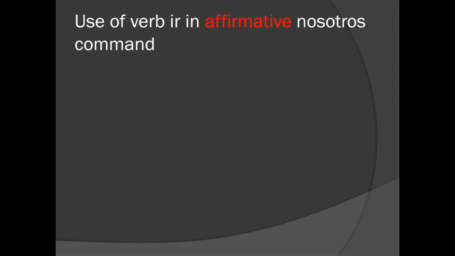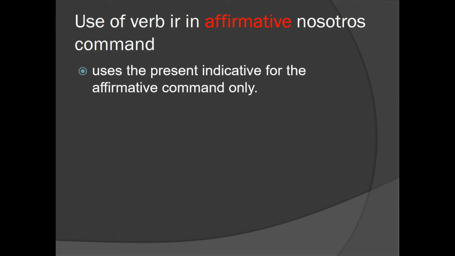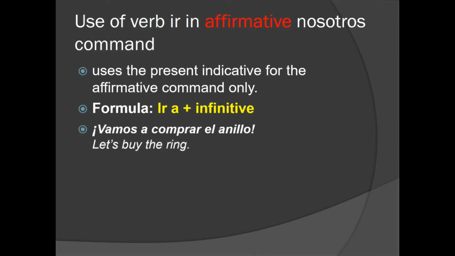So we can actually use the present conjugation of ir, which means to go, in order for us to make an affirmative nosotros command. With this one, the formula will be ir, a, plus the infinitive verb. Now let's look at the examples again, but this time using this formula, ir, a, plus infinitive.